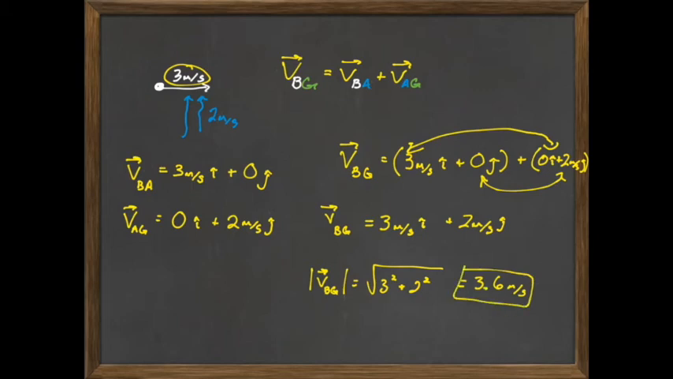Okay, and if we want to know the angle, the direction, we would do the inverse tangent of opposite over adjacent. So that's 2 divided by 3. And then we want to do inverse tangent. And that would give us an angle of right around 34 degrees above the positive x.